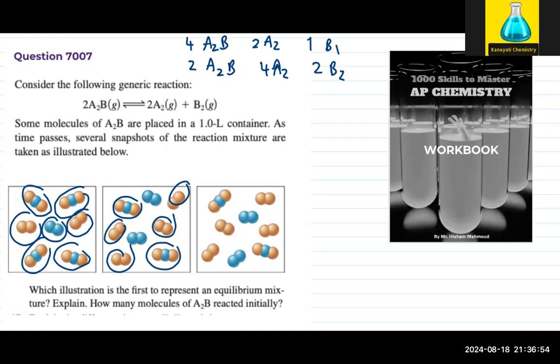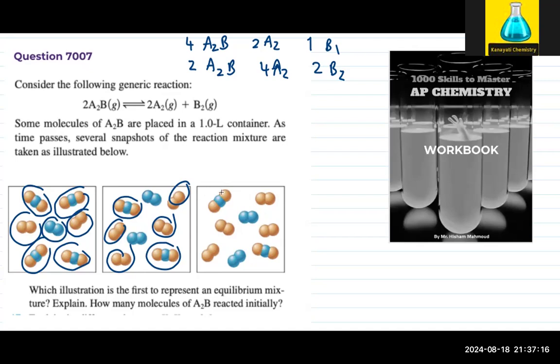So I can say that the first diagram cannot represent equilibrium because there was a net change in the reactants and products. Is the second diagram the equilibrium mixture? It depends on whether there is a net change between the reactants and products. When going from the second diagram to the third diagram, let's see, we contain the same number and types of molecules as the second.